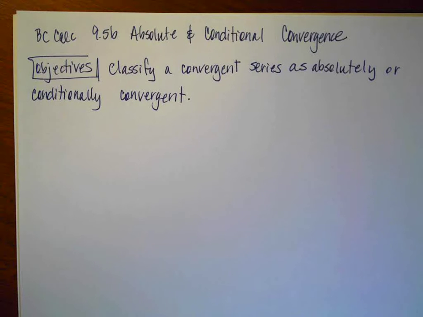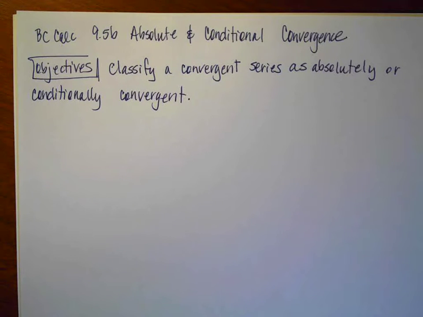Hello, ladies and gentlemen. We're going to do 9.5b today. We're going to be talking about absolute and conditional convergence. Our objectives are that we are going to classify a convergent series as either absolutely or conditionally convergent.